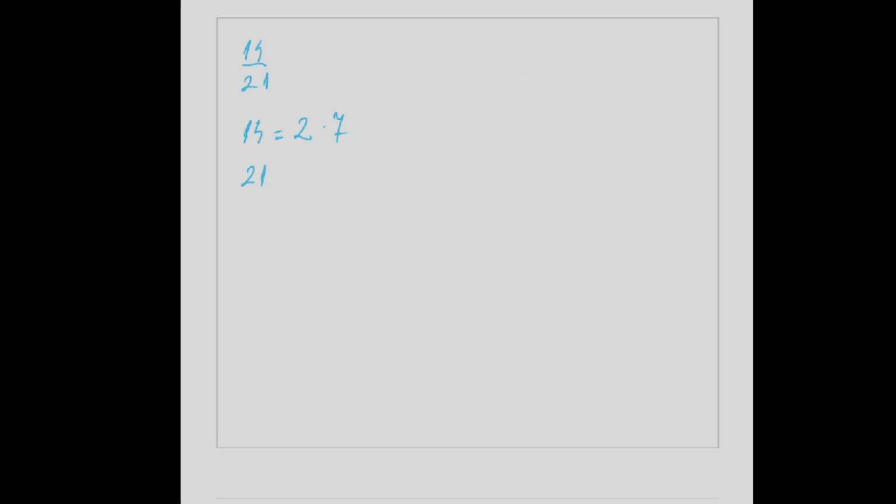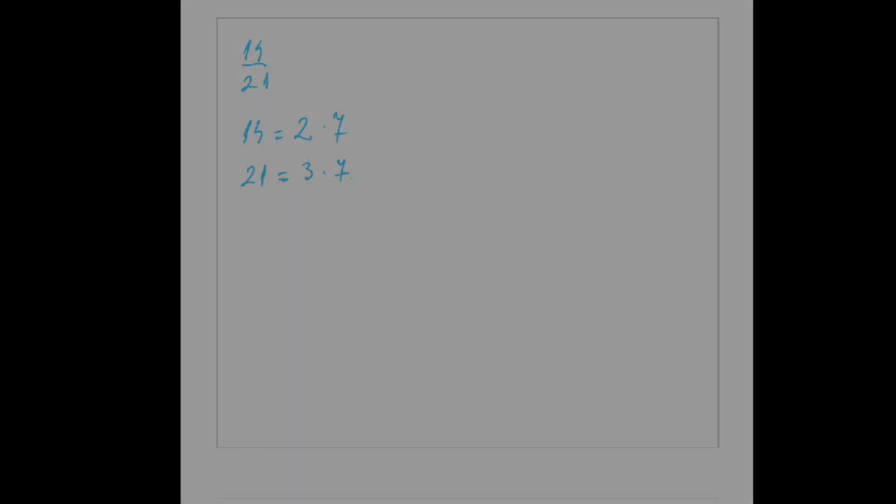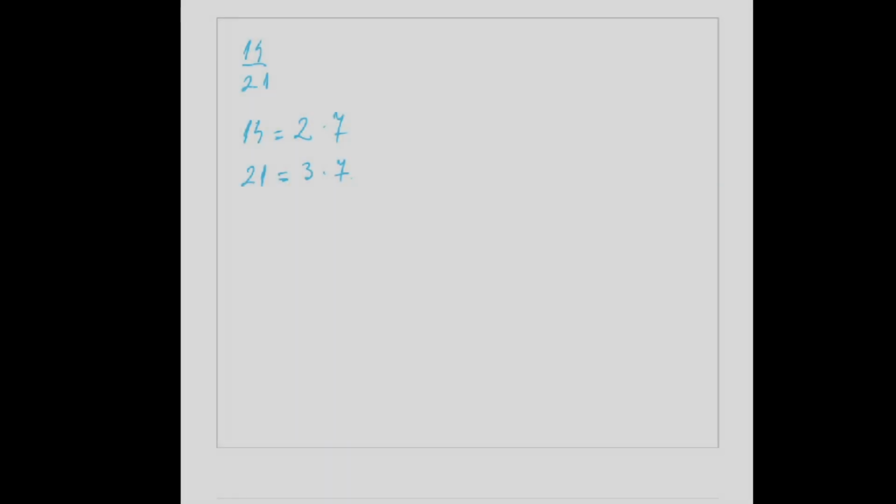And 21 you can write as a product of prime factors as well. That will be 3 times 7. And I will not go through the same process like I did before. You know how to do this. You can watch it there. Prime numbers are so important to us.